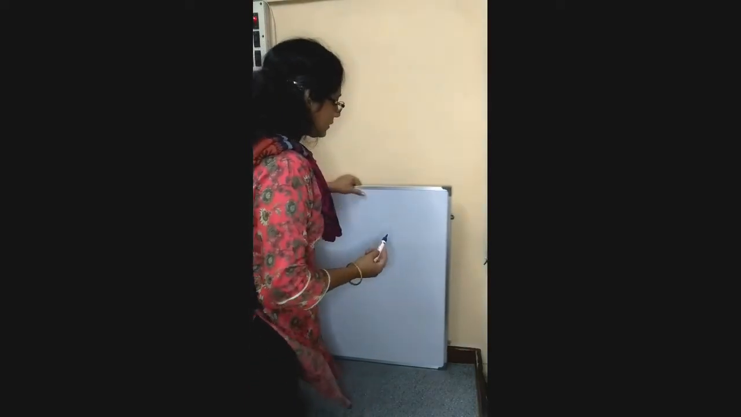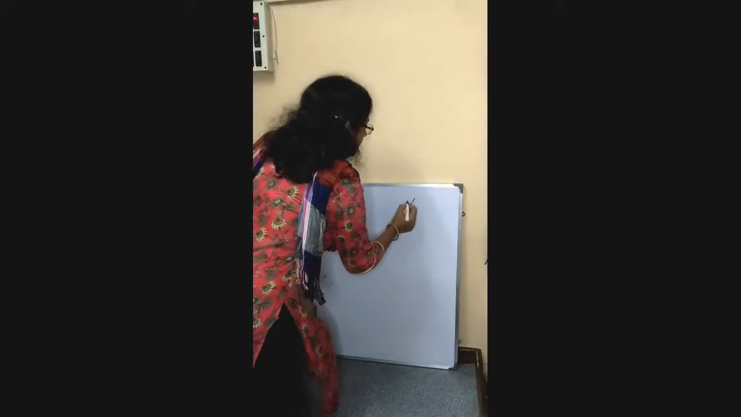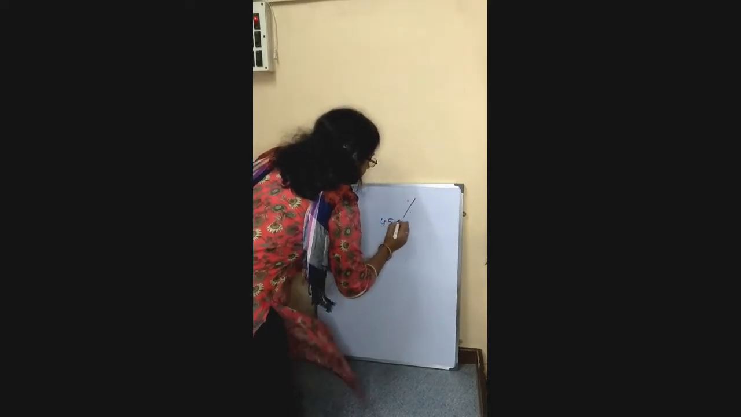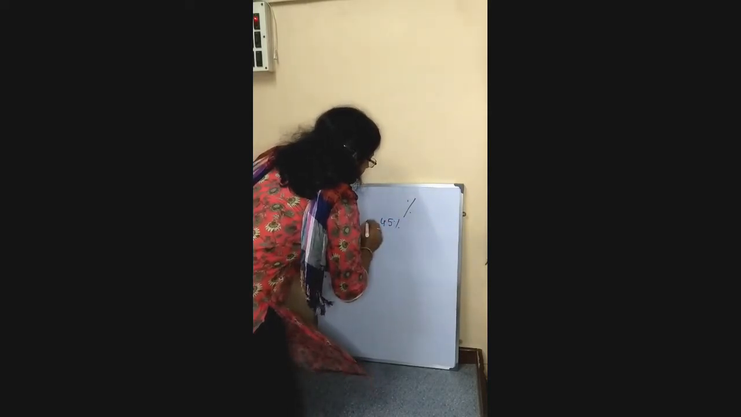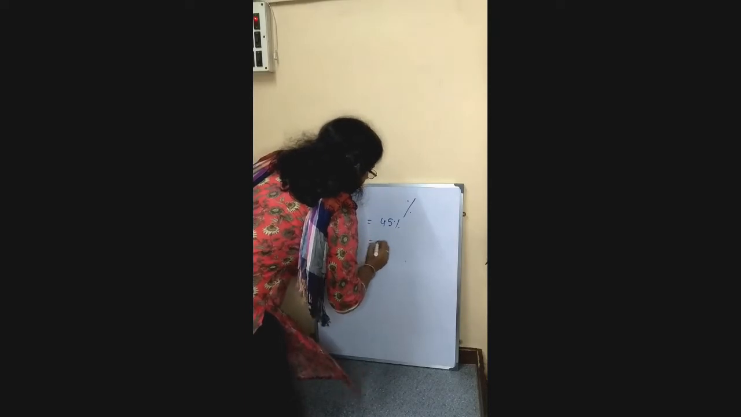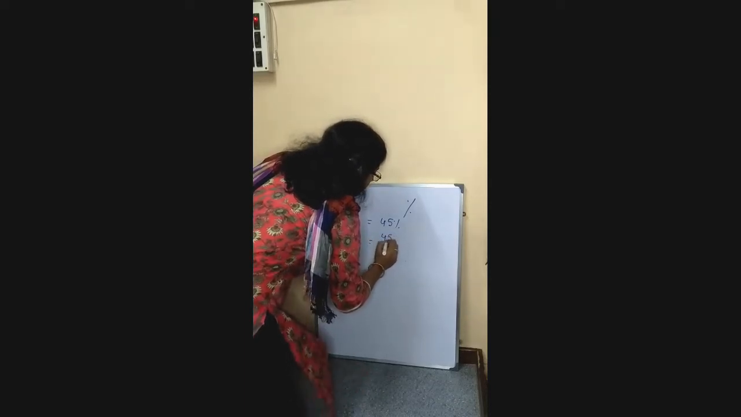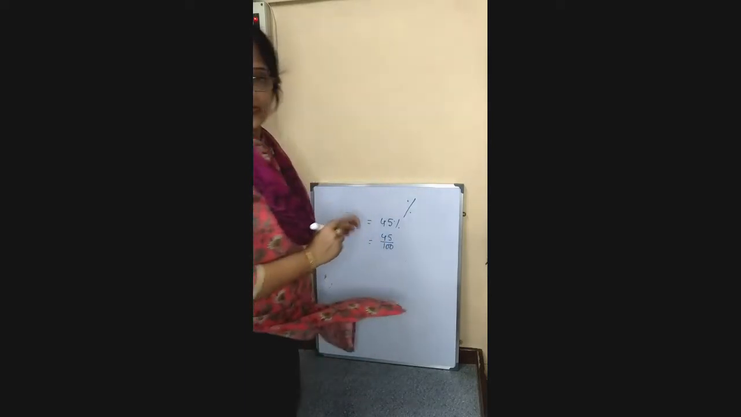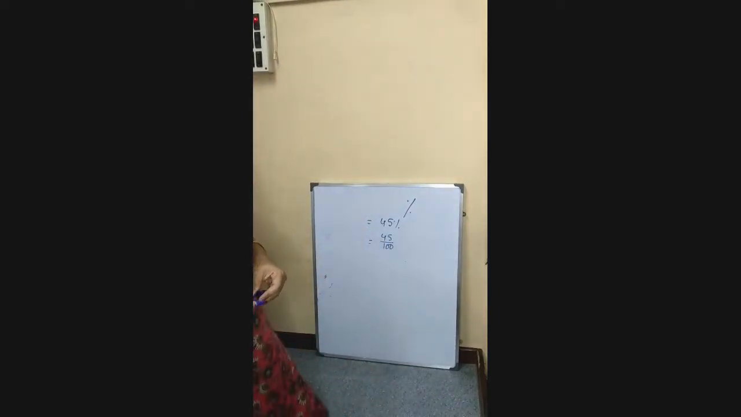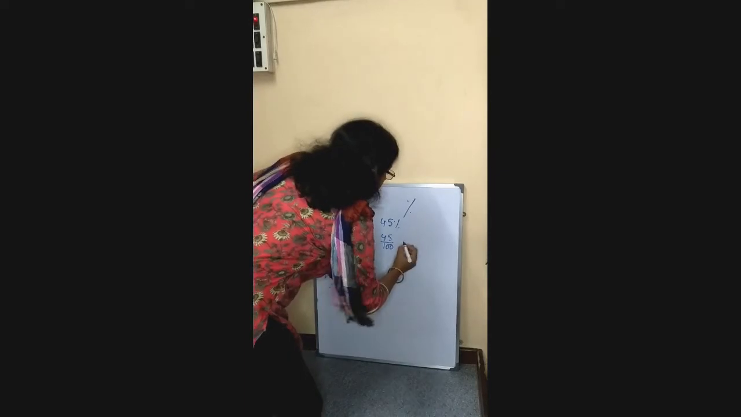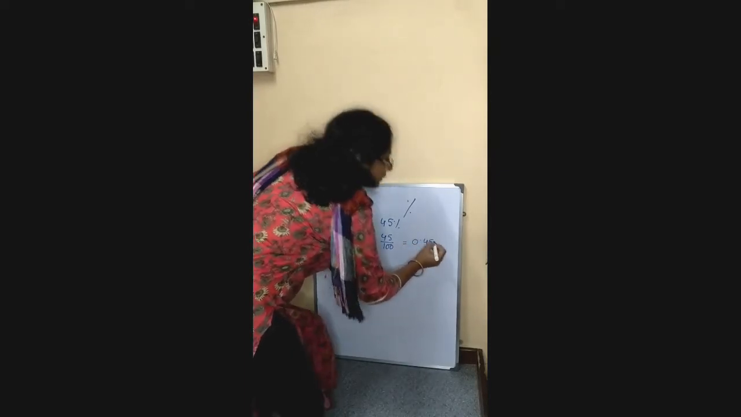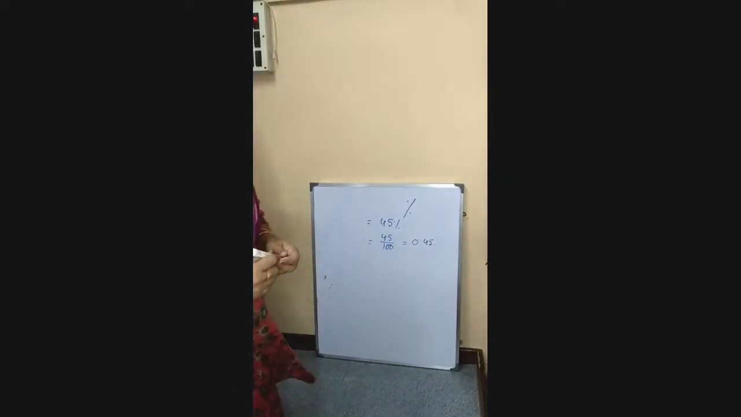The percentage sign is like this, and you write 45% like this, and then we find that means 45 by 100. This is 45%, and you write as in decimal 0.45. Is it right? What is the need of percentage?